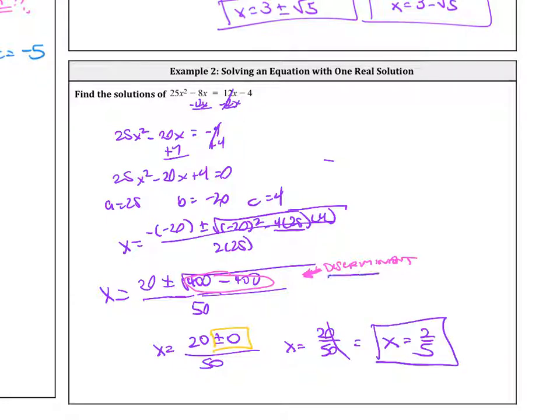So when the number inside of the square root, our discriminant, is 0, we only have one real solution. And so that tells us that we have an x-intercept, one x-intercept, at 2/5. That's what this means.